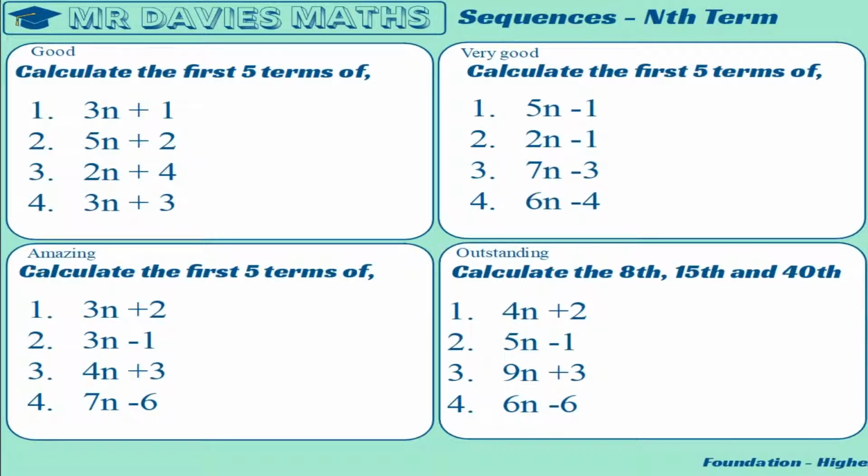Right, have a go at these questions. The first 3 quadrants are just finding the first 5 terms. If you get down to these ones over here, I want to know the 8th, the 15th and the 40th term in these sequences. Pause the video here and I'm going to put the answers on there in a second. Good luck.